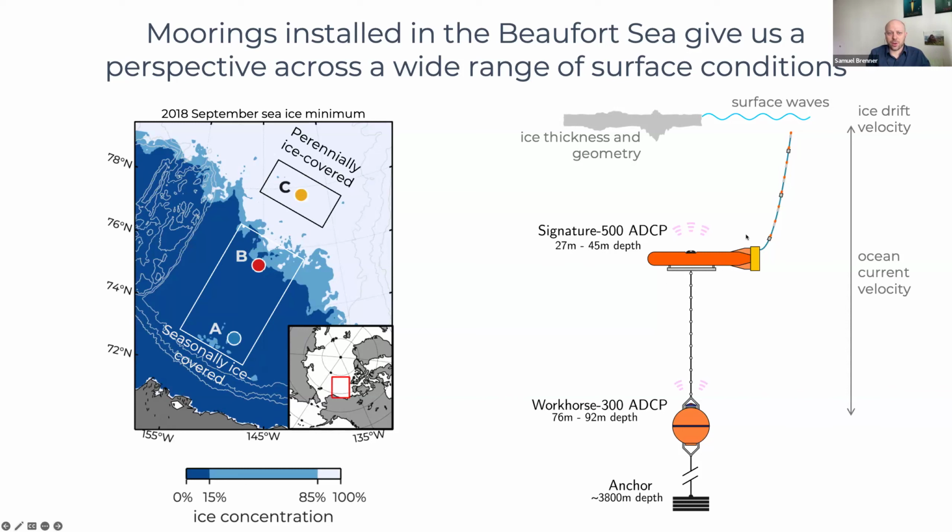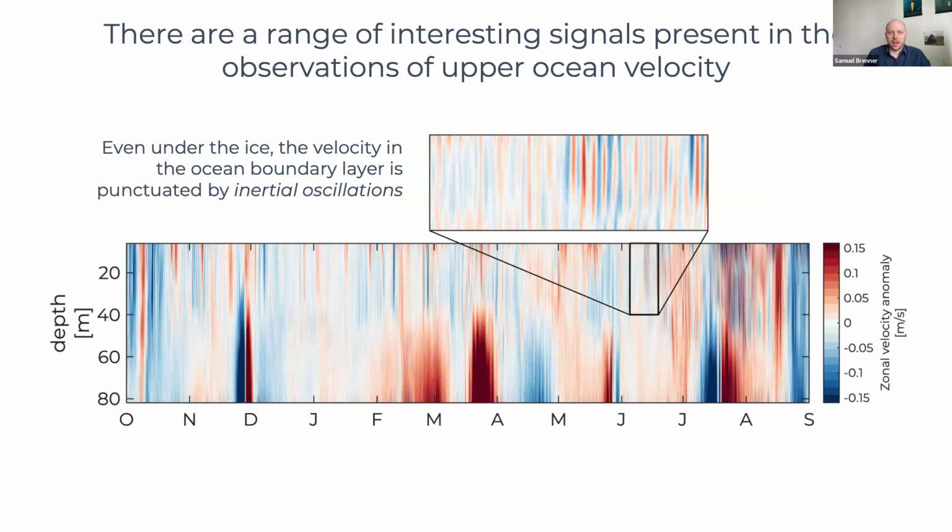And there's a variety of measurements that we made from the moorings, but what I'm going to focus on today is the upper ocean velocity. And there's a lot going on when we start looking at the observations of the upper ocean velocity. There are a lot of different things that we can talk about when we examine this. One of the things that I'm going to focus on, just one part of the story, is these inertial oscillations that you can see here. And so these vertical stripes back and forth, vertically coherent, are examples of inertial oscillations. And we see these throughout the year, even underneath the ice, at all three of these different moorings.